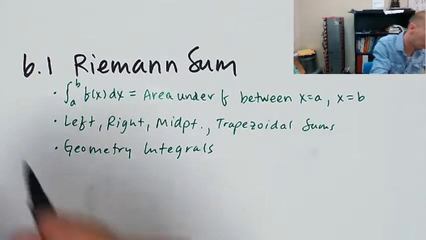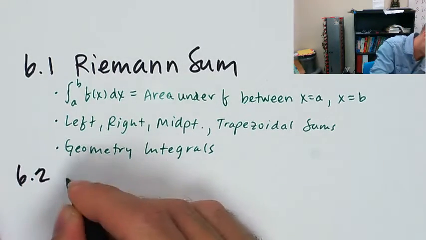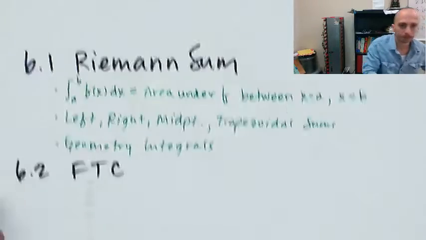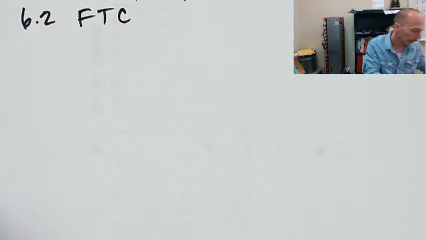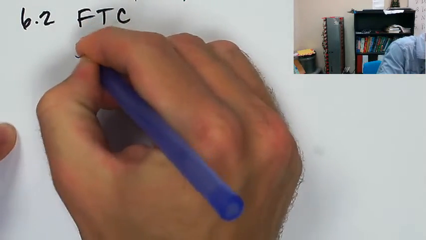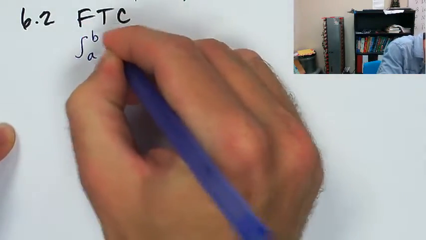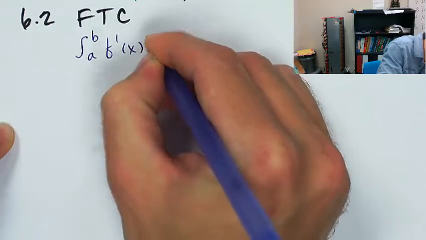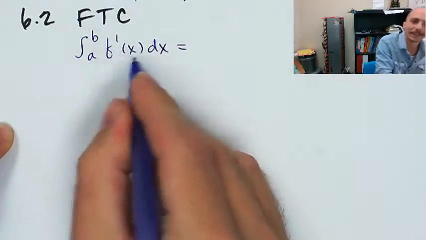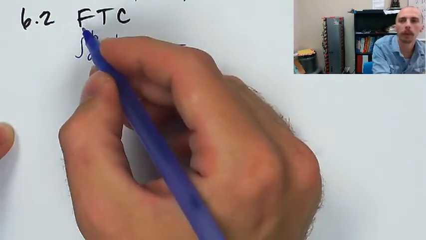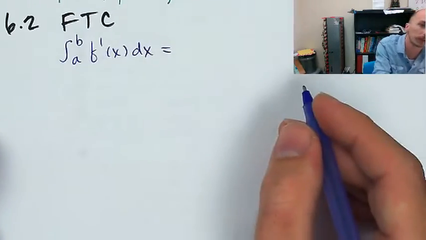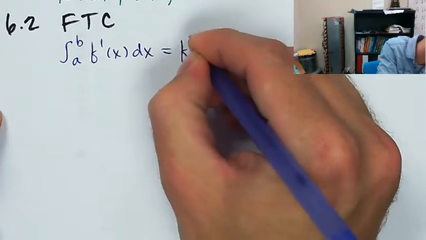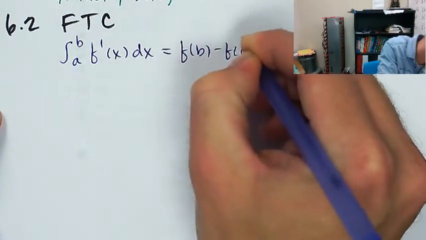Okay. Then in 6.2, that was the fundamental theorem of calculus. And that's how we take an integral algebraically. The theorem was that if we wanted to evaluate the integral from a to b of some function, we needed to find an antiderivative for it and evaluate it and find the net change in that antiderivative between x equals a and x equals b. So that means that that's equal to F of b minus F of a.